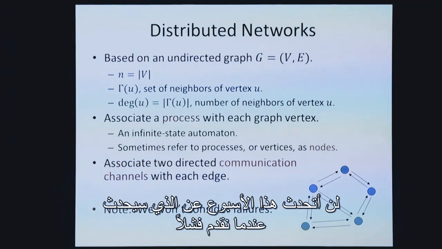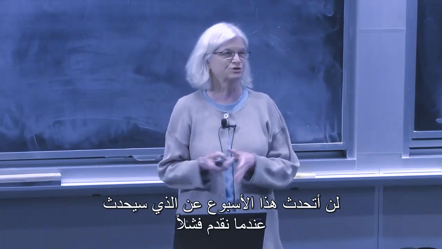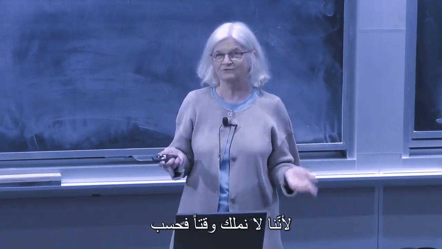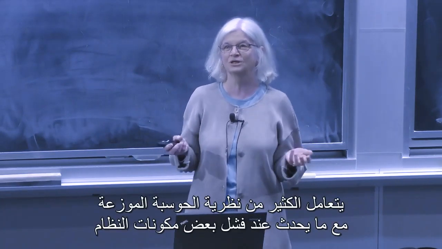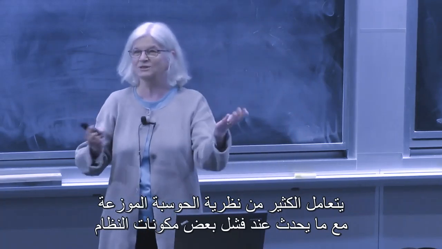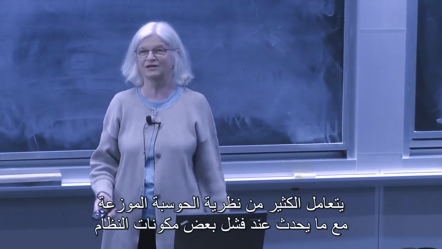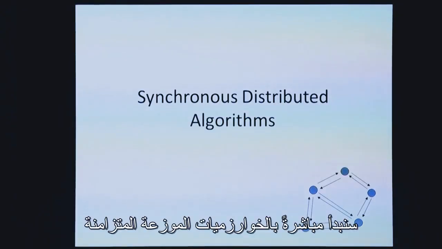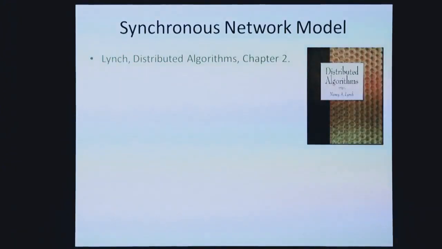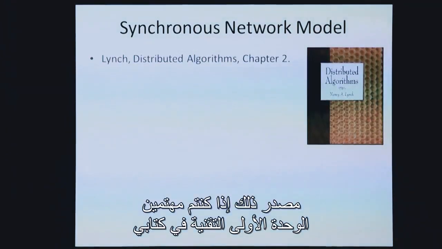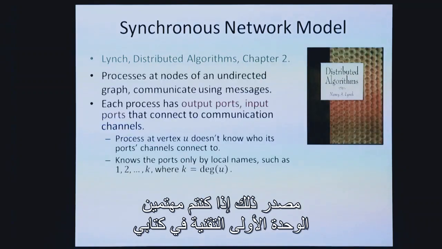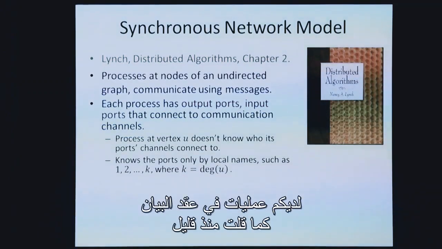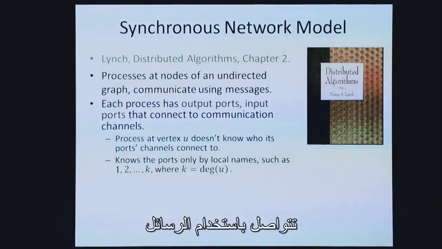This week, I'm not going to talk about what happens when you introduce failures, because we just don't have time. A lot of distributed computing theory deals with what happens when some of the components in your system fail. How do you cope with that? Okay, so we'll start right in with synchronous distributed algorithms. A source for that, if you're interested, is the first technical chapter in my book. Okay, so you have processes at the nodes of a graph, like I just said. They communicate using messages.